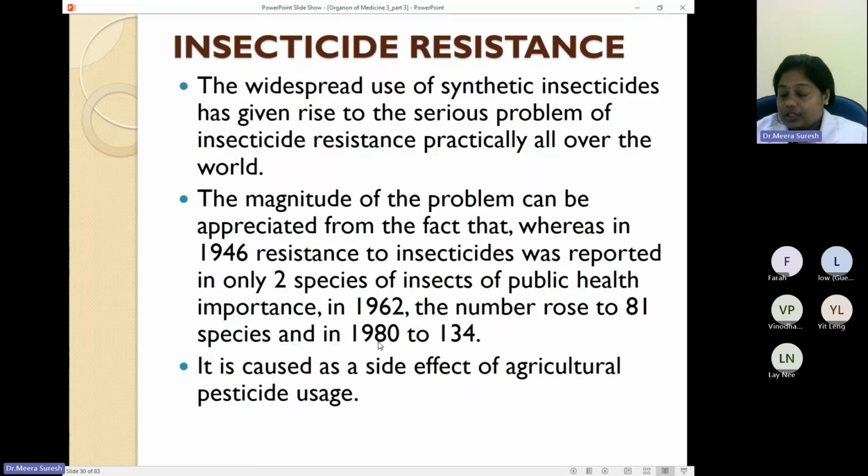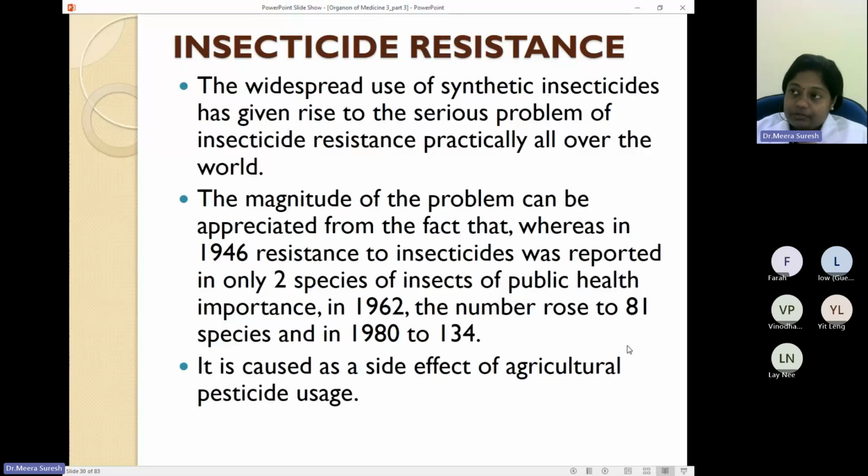And in the next 15 years, by 1980, this number rose to 134. And now I didn't get the recent one. The recent one will be more than this. So that shows the problem, how vast insecticide resistance has become.